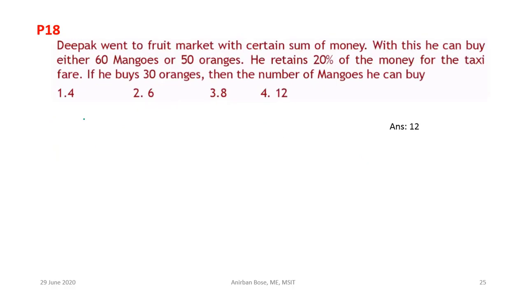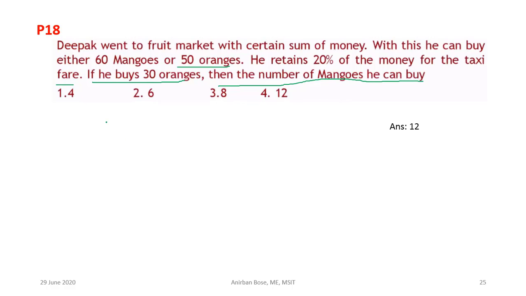Now see this problem. Deepak went to a fruit market with a certain sum of money. With the total money, he can buy either 60 mangoes or 50 oranges. He retains 20% of the money for the taxi fare, and if he buys 30 oranges, then how many mangoes can he buy with the remaining money?